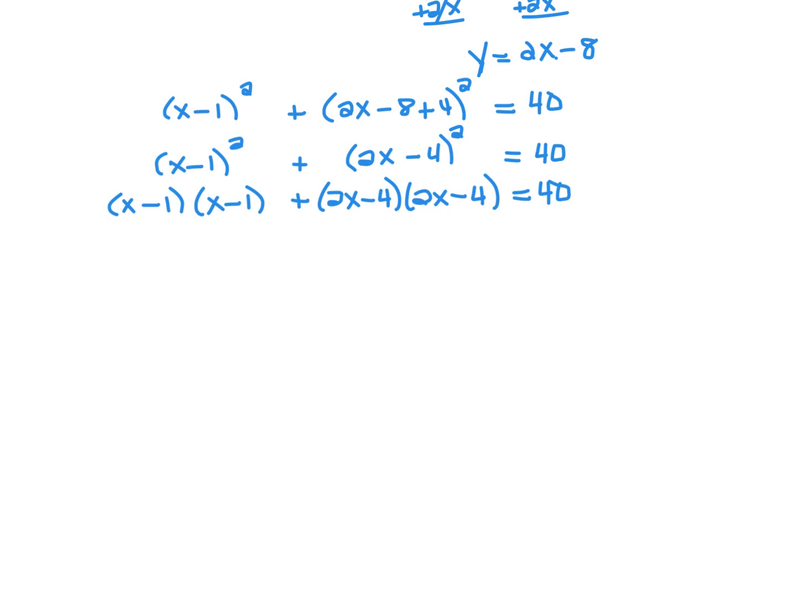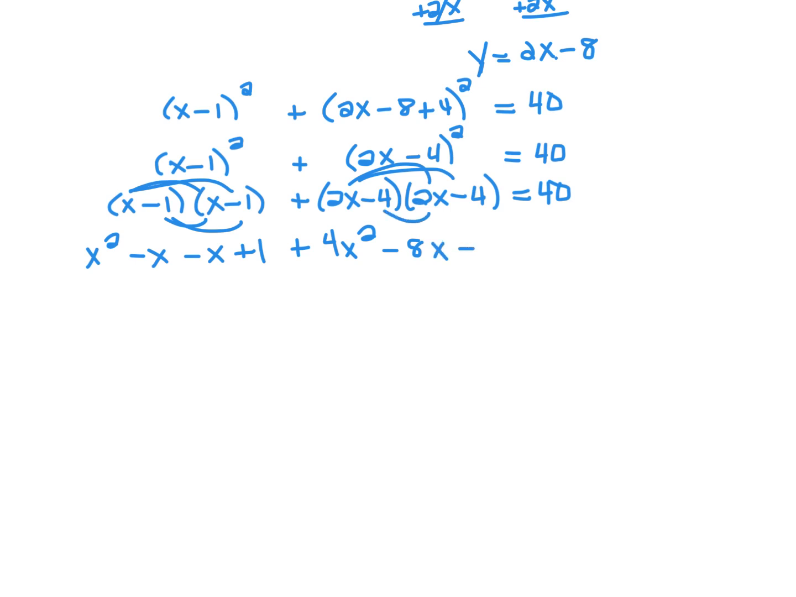All right, so we have x squared minus x plus 1. Okay, then let me bring down this plus sign, and we'll double distribute the next set of parentheses. So 4x squared minus 8x plus 16. And then let me just bring down the equals 40.